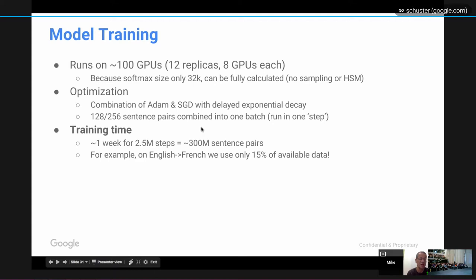We cannot run through all data, because for English-French we have about 2 billion sentence pairs, which we collected from the web, and we use only 15% of all available data. And of course, we see all that data only once. This is an interesting thing, because people sometimes ask us how much data do you need to train your system? Do you need any more data? In this case, we don't. We can only afford to run through 15%, and we already get much, much better results than before.